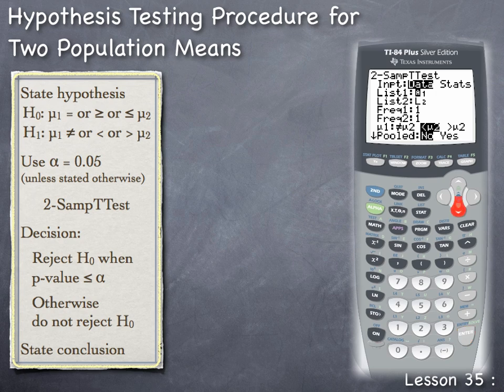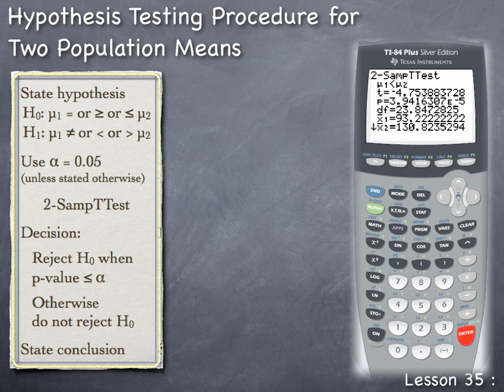In this case, we then designate list 1 as the list that contains our first sample of data. List 2 is designated as the list that contains our second sample of data. Freq 1, Freq 2 are, for purposes of this lesson, going to be 1 because the sample data comes from one sample subject. And then the alternative includes either a not equal, a less than, or greater than inequality. We need to select the one that corresponds to the H1 in our hypothesis. Pooled is going to be no for the purposes of this lesson because we're not going to do the more advanced technique of pooling the results. Then we down arrow to Calculate, press Enter, and the results of the 2-SampTTest command are displayed.